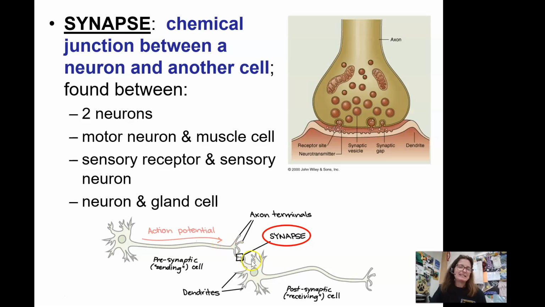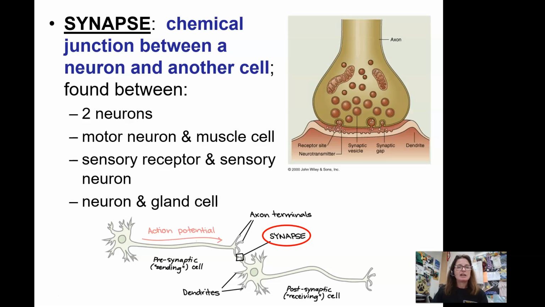So we find these synapses between two neurons, for example, so one neuron passing to another neuron, like in our brain. So you're going to have a presynaptic cell before the synapse, before the space, and the postsynaptic cell after the space. In our next unit, we're going to spend a lot of time focusing on a motor neuron sending a message from our brain to a particular muscle cell to cause contraction so that we get movement.